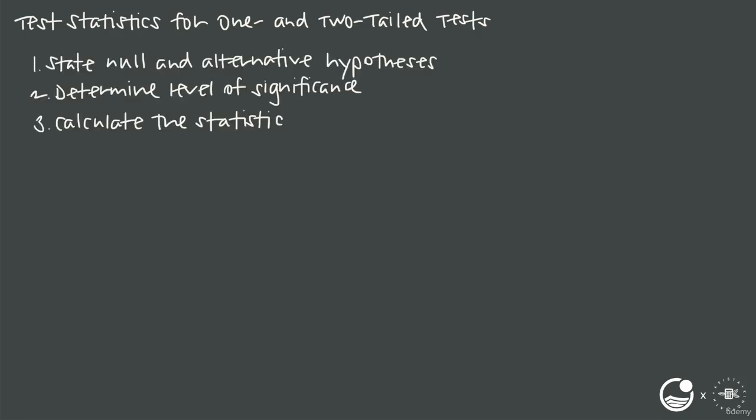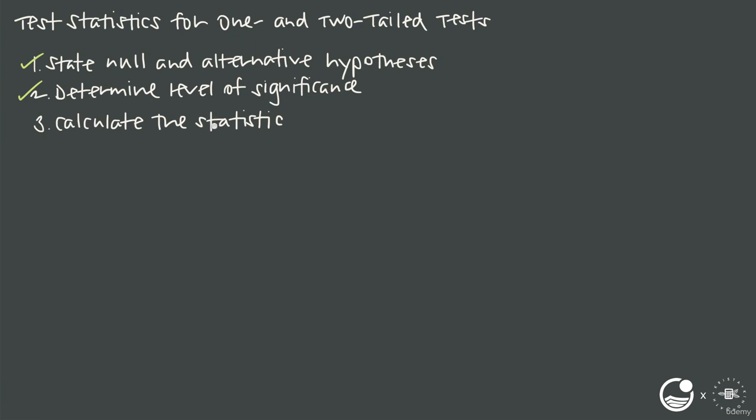So we've already covered the first two steps of the hypothesis testing procedure. We've learned how to state null and alternative hypotheses as opposite statements, and we talked in the last lecture about how to determine the level of significance, or the alpha value, based on how important it is that we don't commit a type 1 error.